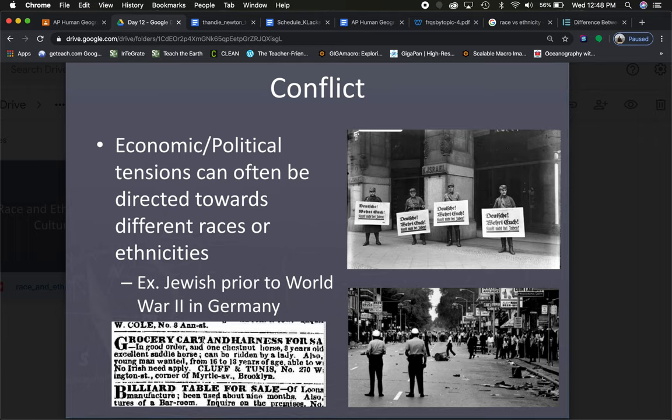Okay. So some great stuff about race and ethnicity, some things about culture. Right? Keep in mind, okay, that you should know the difference.